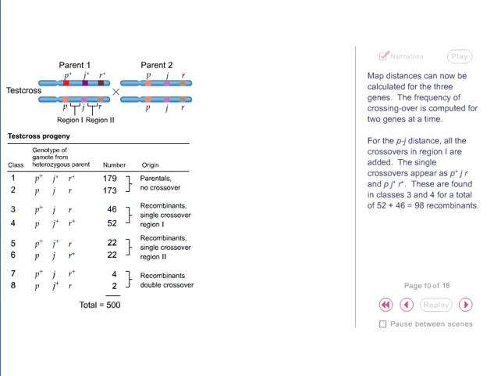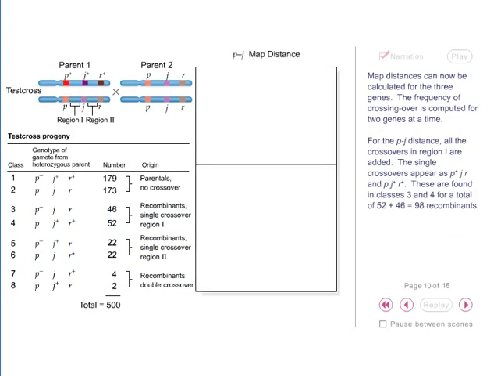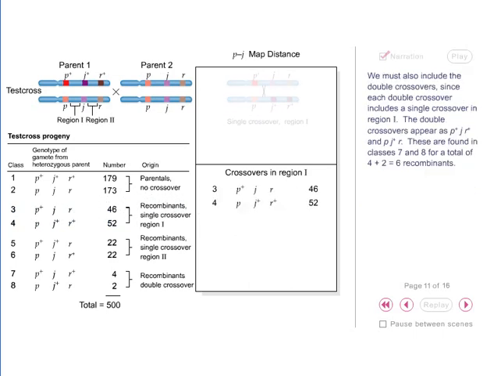The frequency of crossing over is computed for 2 genes at a time. For the P to J distance, all the crossovers in region 1 are added. The single crossovers appear as P+ J R and P J+ R+. These are found in classes 3 and 4 for a total of 52 plus 46 equals 98 recombinants. We must also include the double crossovers, since each double crossover includes a single crossover in region 1. The double crossovers appear as P+ J R+ and P J+ R. These are found in classes 7 and 8 for a total of 4 plus 2 equals 6 recombinants.